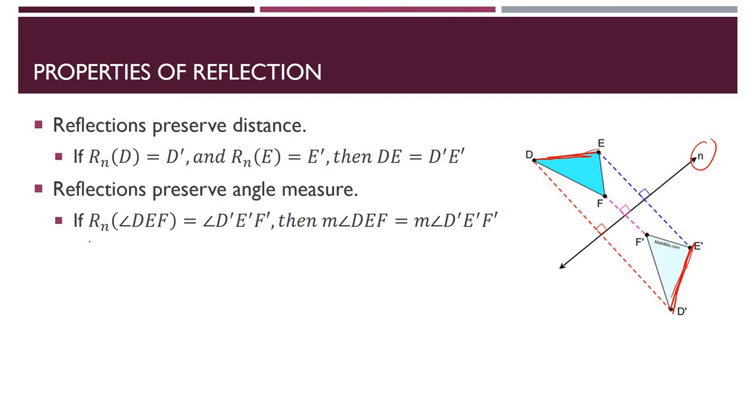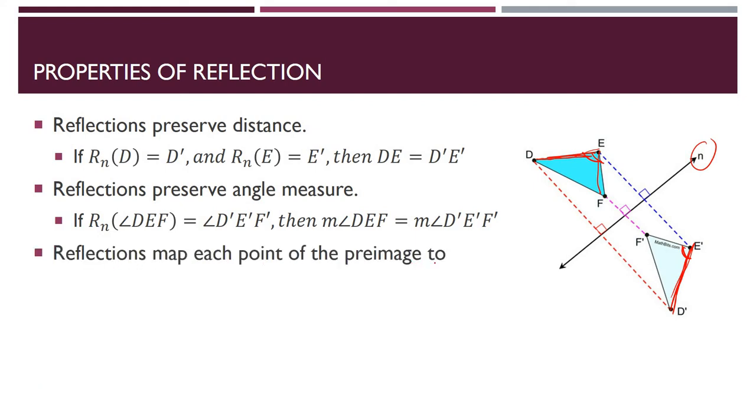Reflections preserve angle measure. If the reflection over line N of angle DEF equals angle D prime E prime F prime, then the measure of those two angles stays the same.